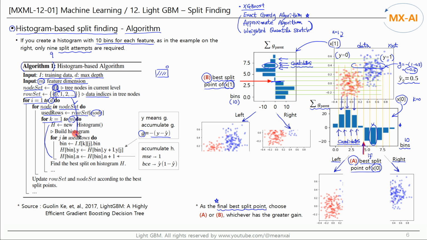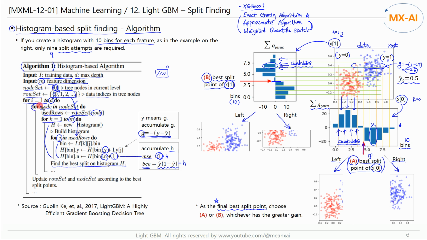We read these data points one by one and assign them to each bin. Here Y stands for G, and N stands for H. In the case of regression using mean squared error, as seen in the XGBoost video, H is 1. For classification with binary cross-entropy, H is the value calculated by this formula. This algorithm uses 1 for H, assuming that the mean squared error is used. Then, find the best split point for each feature, as shown in the picture on the right. That's the process up to here.